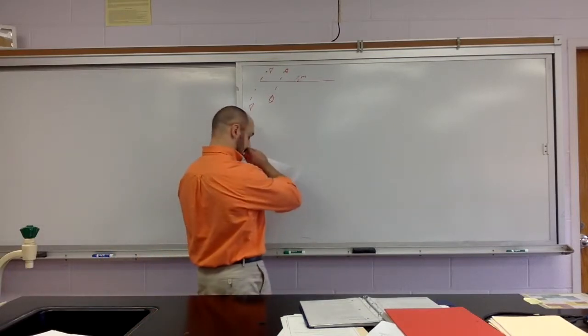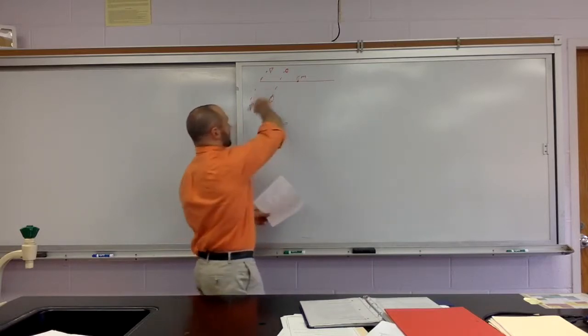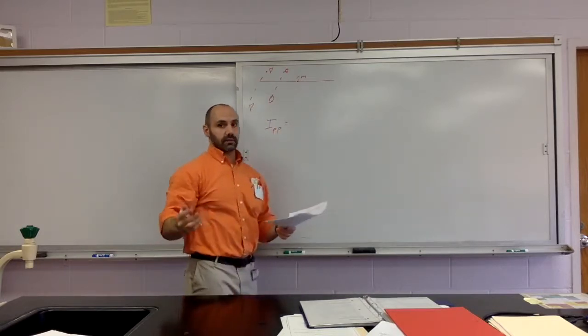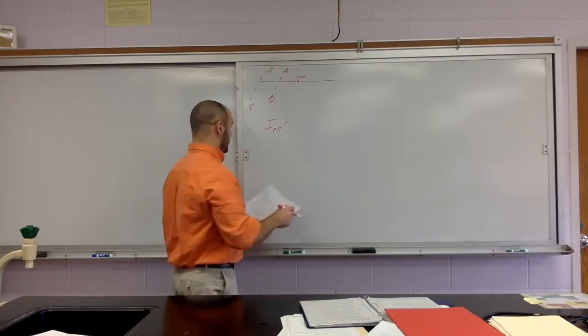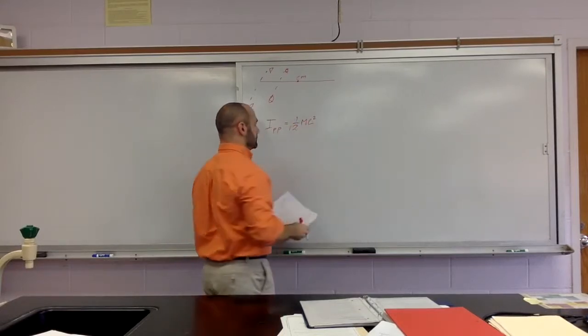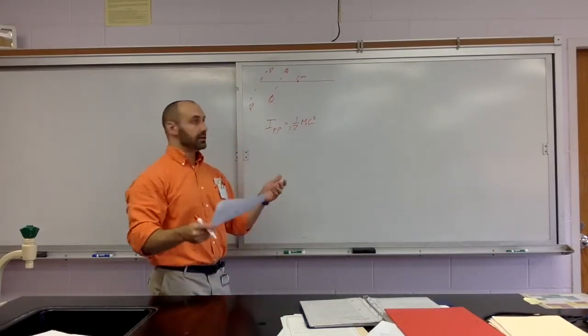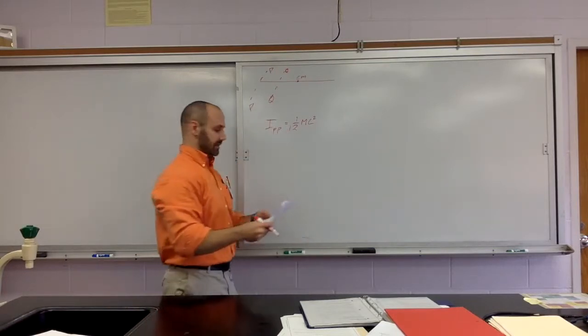So this axis is the one that we'll use to find the moment of inertia through one end of the rod. So we have 1/12 ml squared. That's the moment of inertia just of the rod through the center of mass.